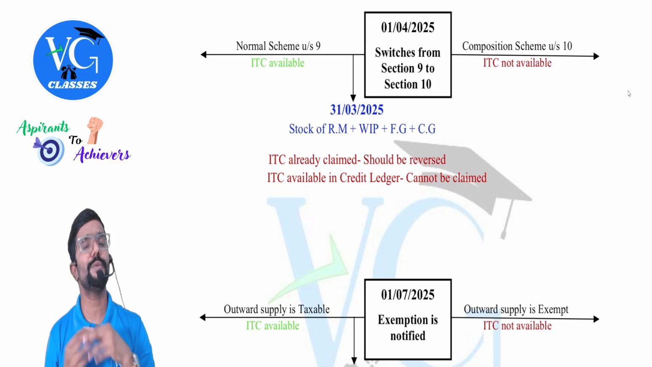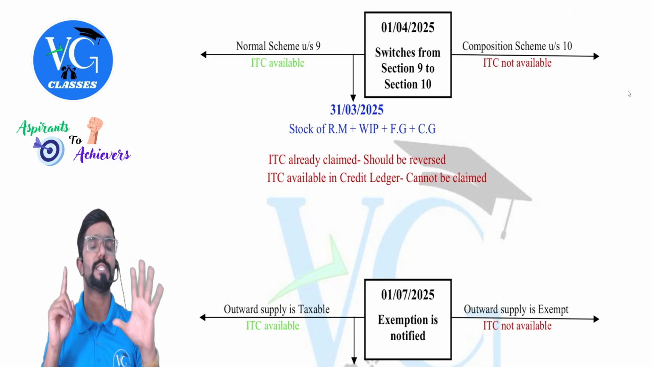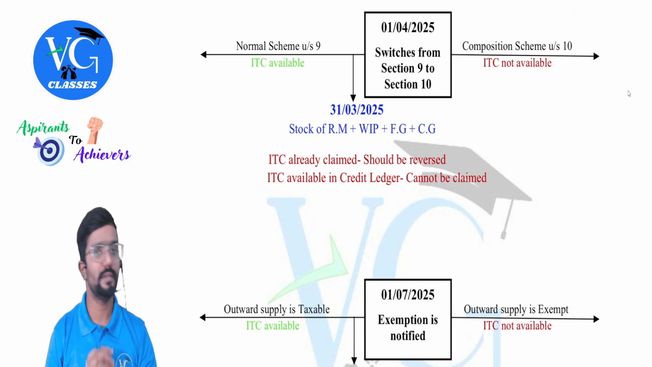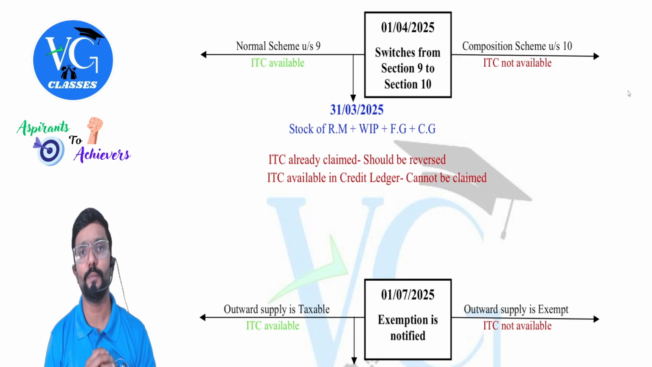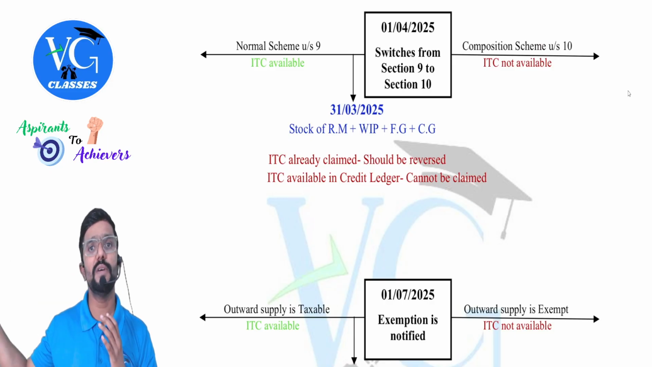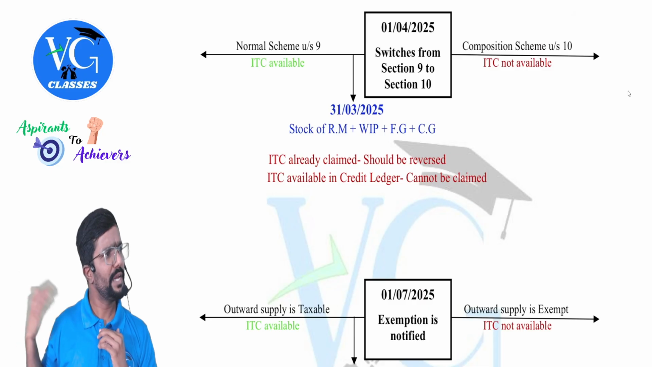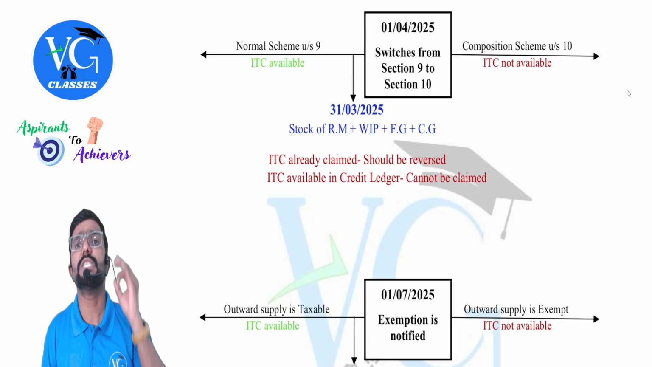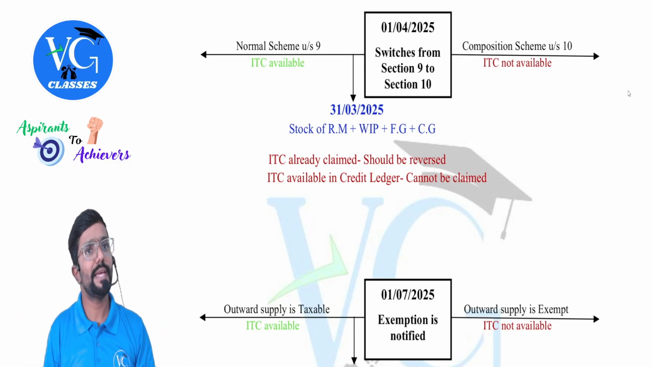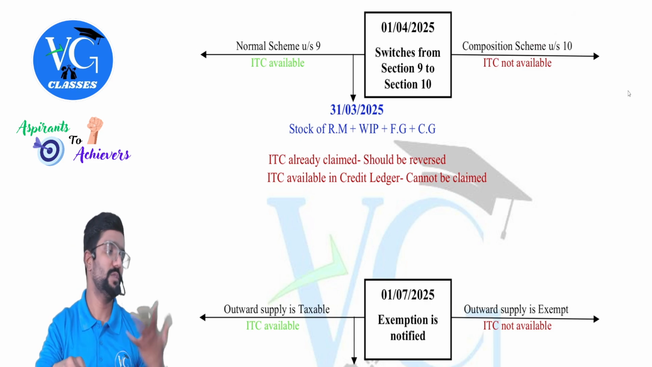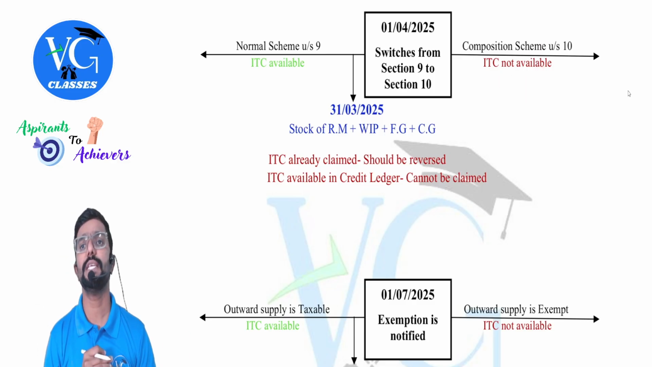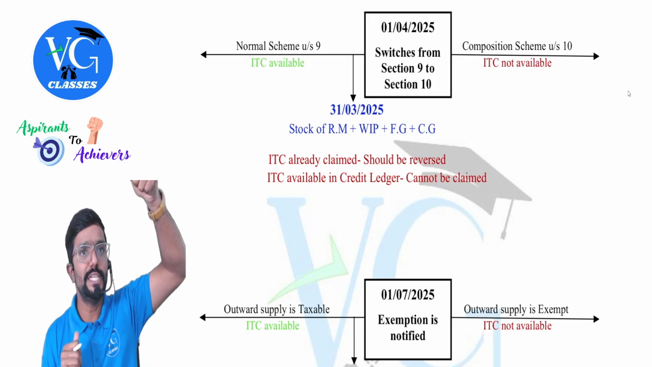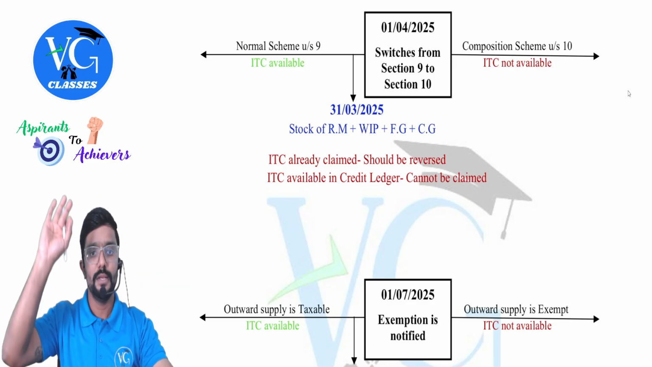Sir, what if I am following composition scheme under 10(2A)? 6%, 3, 3. Correct? Yes. Okay, sir. On my outward supply, I will pay tax at composition rate. What about on my inward supply? On inward supply, I would have paid tax at normal rate. Can I claim the ITC of it? No, sir. Sorry, ITC is not available, guys. Did you understand? Yes, sir.